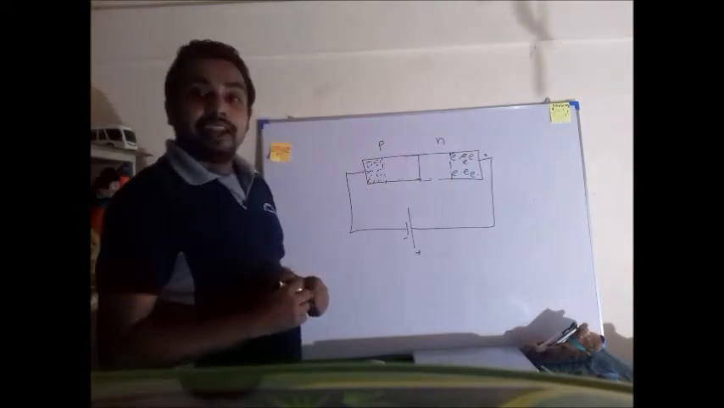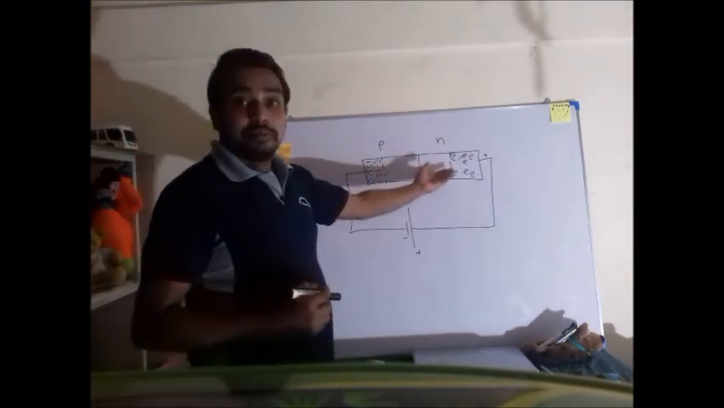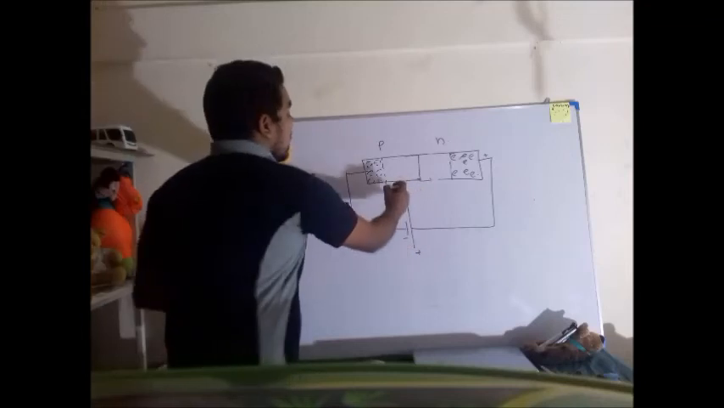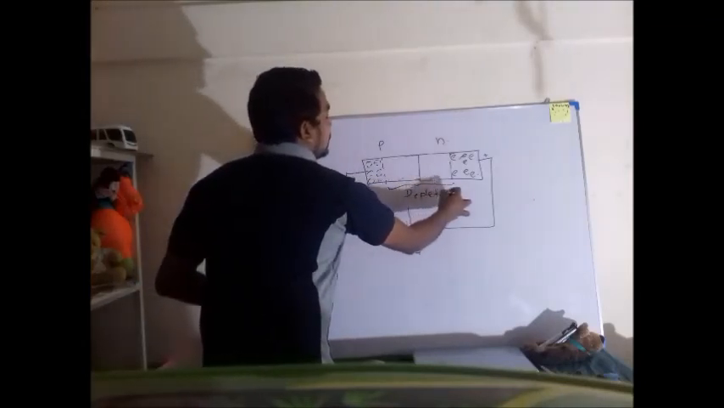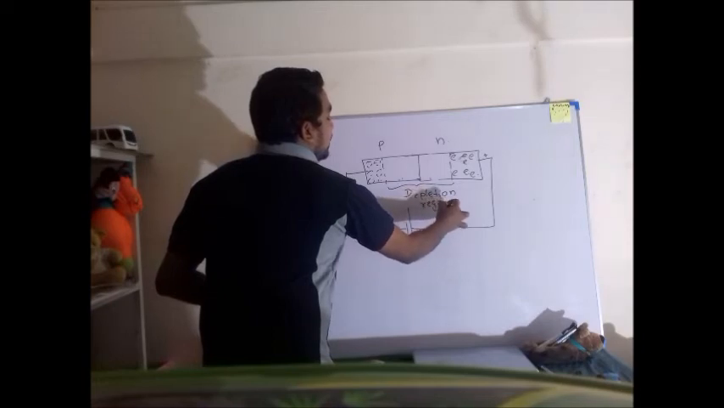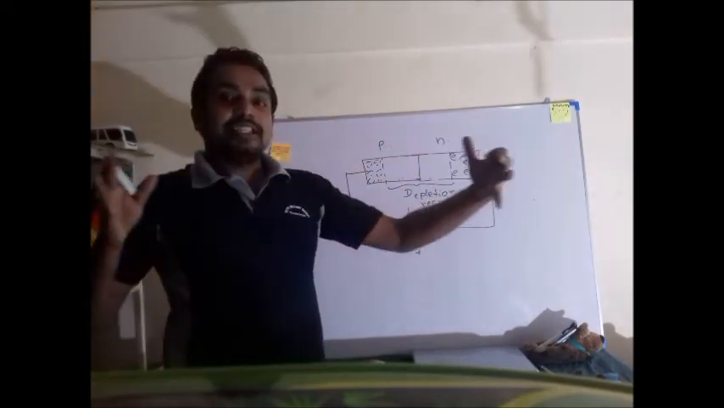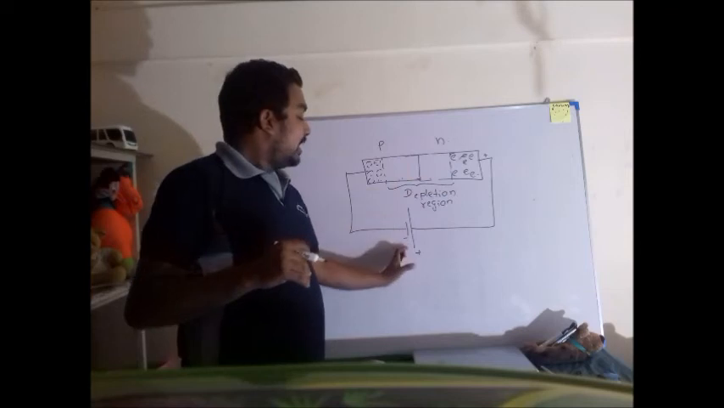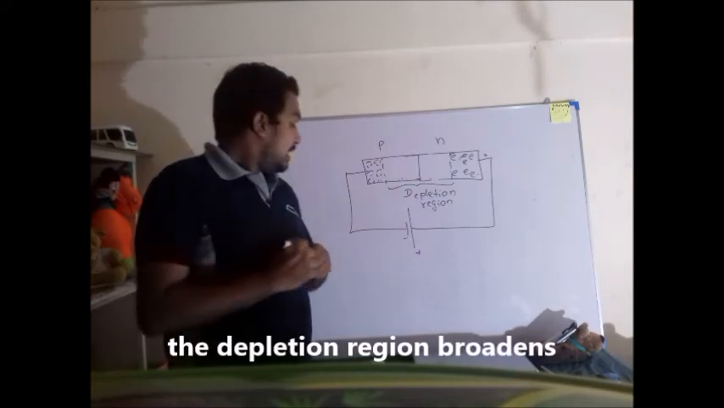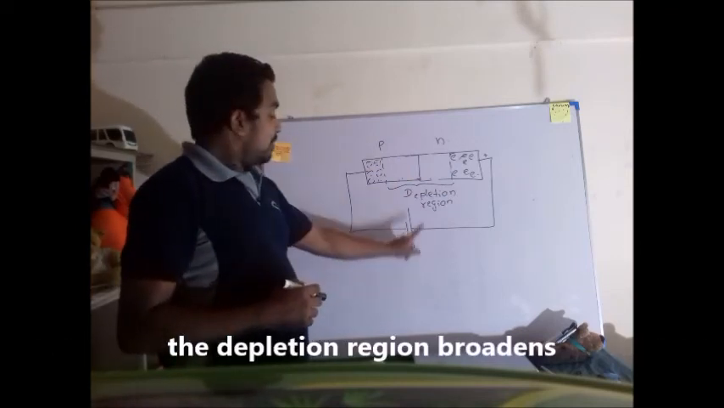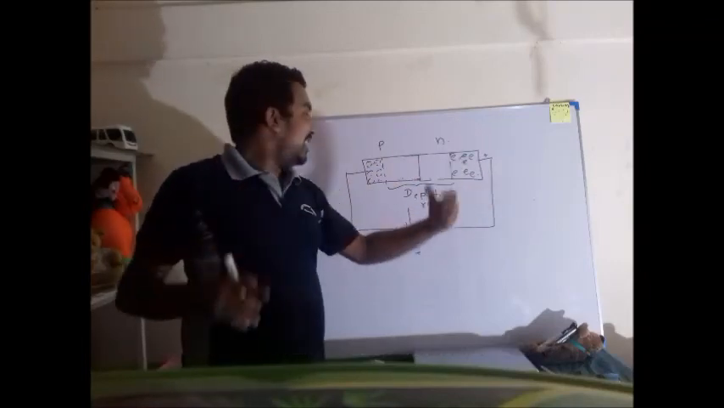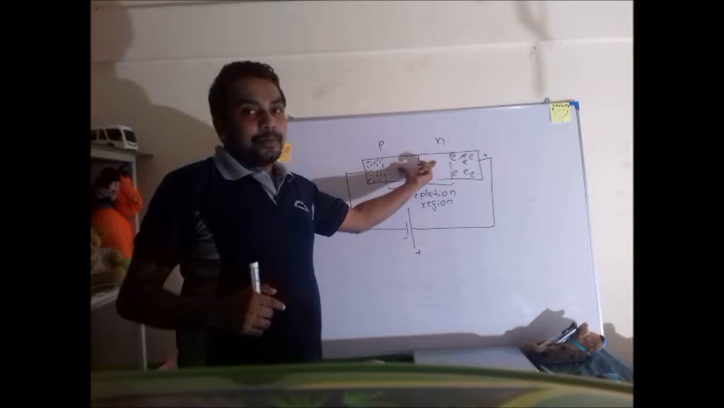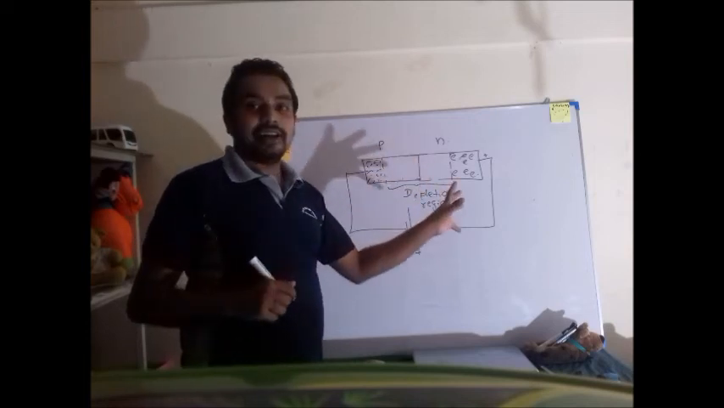Give a name to this area. No positive or negative charge. Yes, it is once again the depletion region. The depletion region broadens when it is fixed as this. Negative to the p-type, positive terminal to the n-type. The depletion region broadens, which means, does the electric current flow? No, there's no flow of electric current.